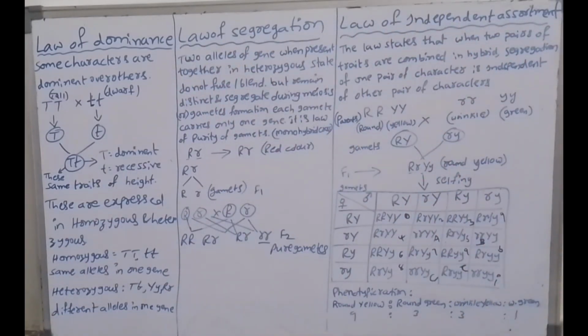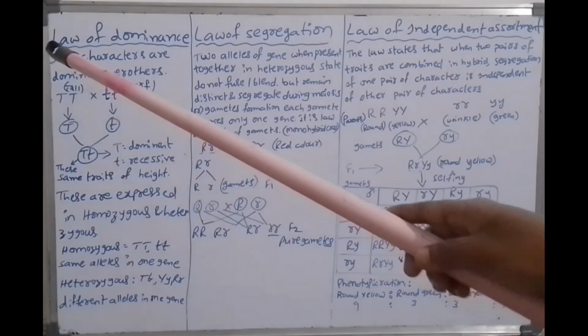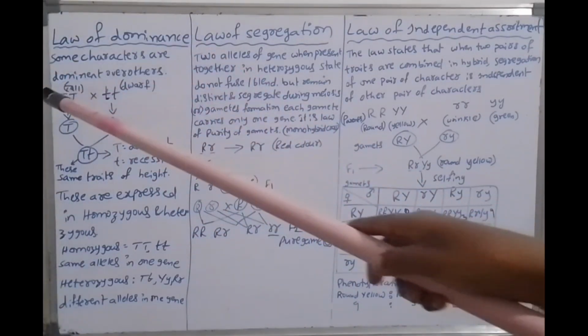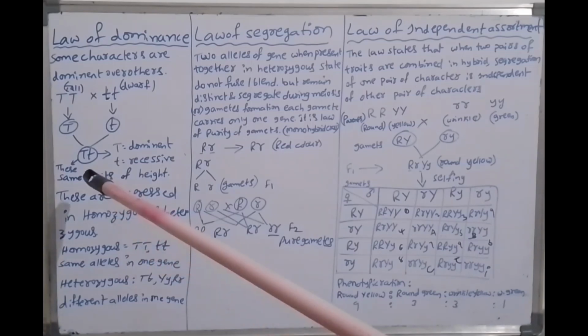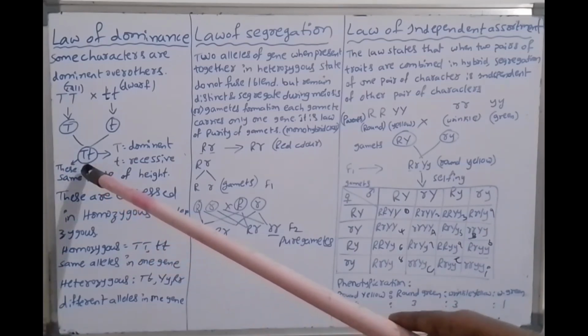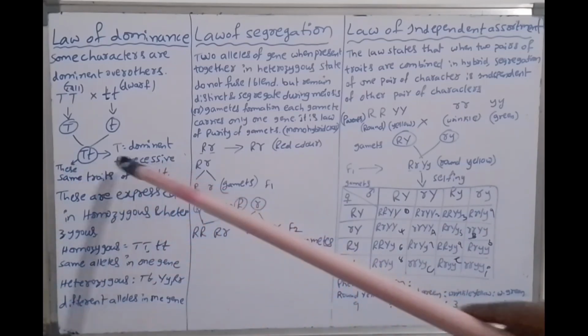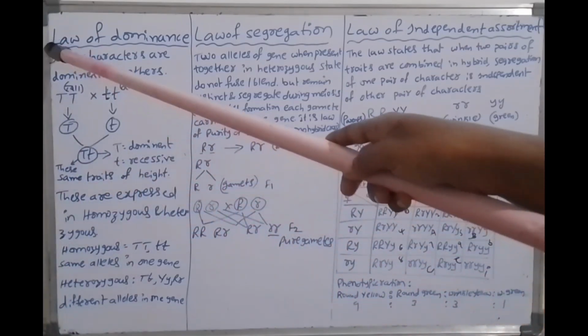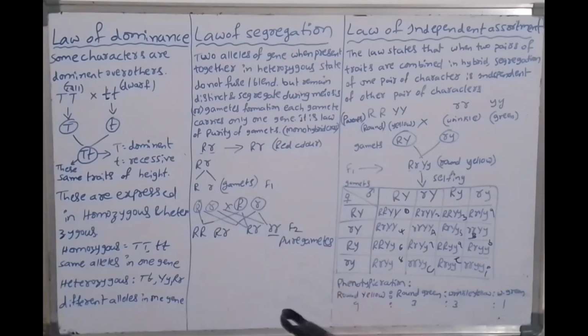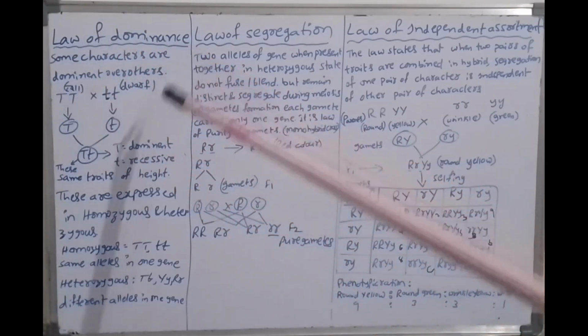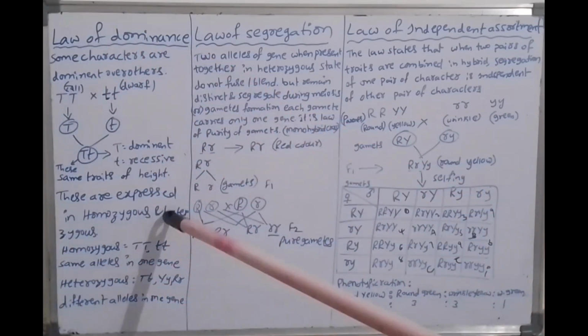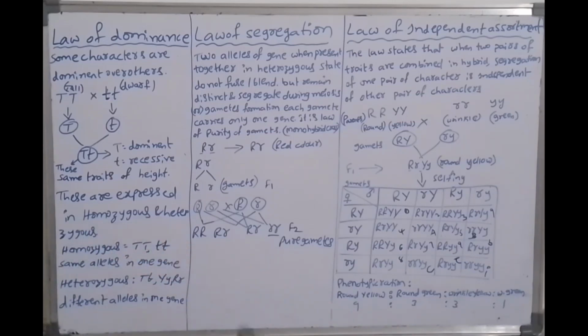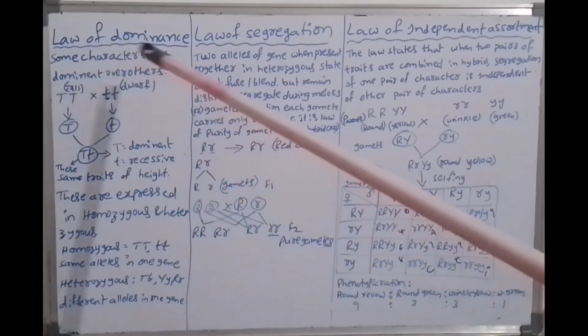Once again, briefly: the law of dominance means some characters are dominant over others. Here capital T is dominant and small t is recessive. So capital T means the dominant phase. This is called the law of dominance. It is expressed in homozygous or heterozygous plants. Homozygous means the same alleles in one gene. Heterozygous means different alleles in one gene.